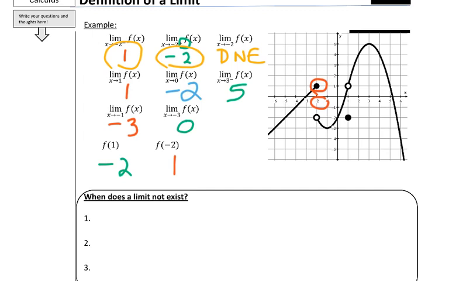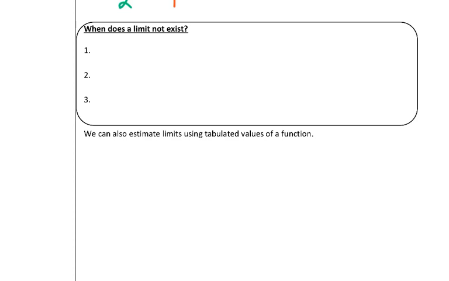And the next part we're going to talk about is when does a limit not exist? So there are cases when the limit doesn't exist, and we've looked at a couple examples already. The first one that we looked at is that if the left, oh gosh, my writing is awful. Let me try that again.